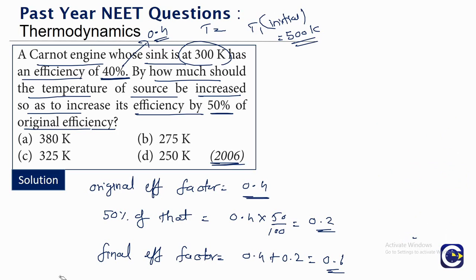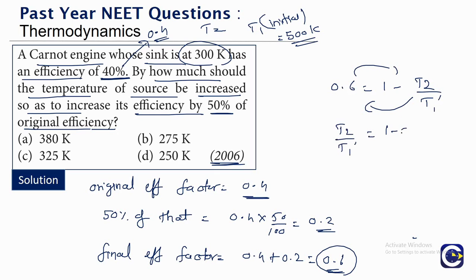Now we will look at the second case. In the second case, the efficiency is 0.6, right? So 0.6 is equal to 1 minus T2 by, here we will call it T1 dash, because here T2 is as it is, but T1 is changing. Now we will rearrange. So T2 by T1 dash is equal to 1 minus 0.6, that is 0.4. 0.4 can be written as 2 by 5. So T2 by T1 dash is equal to 2 by 5.